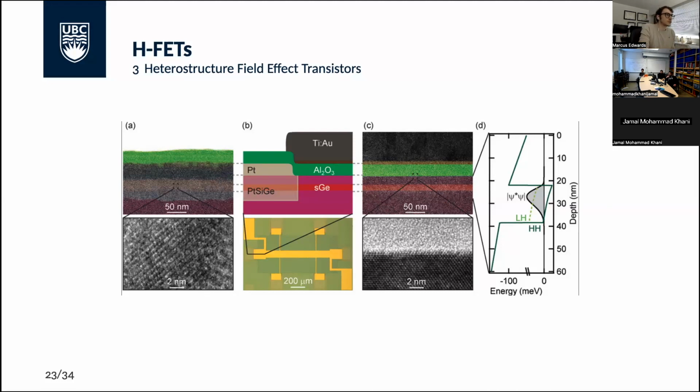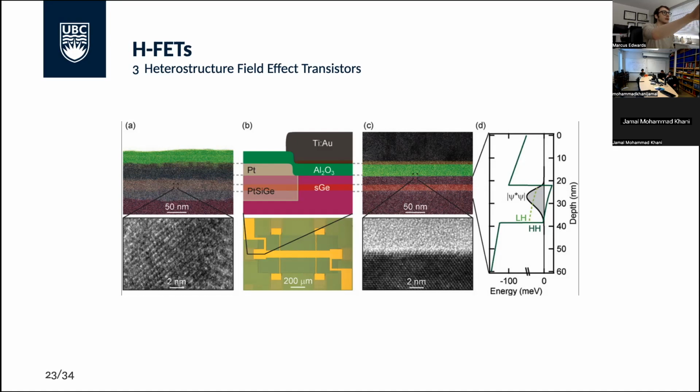Okay, so in terms of connectivity, Al2O3 is actually our dielectric, so it is an insulator. So we don't have any connectivity between the Ti/Au and the platinum underneath. Basically, what we have is a hole gas in what's labeled as SiGe here. This is our quantum well, 22 nanometers beneath the surface, and we have this hole gas in here.